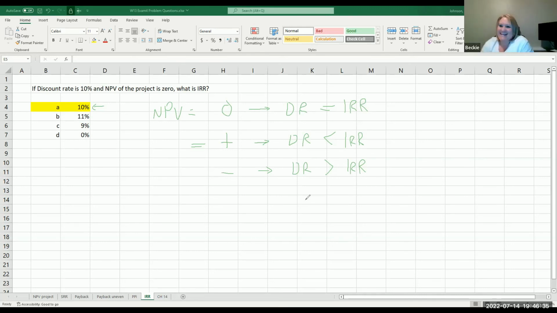Sorry, Natalia. The positive side you said is greater or less? So internal rate of return is greater than discount rate, because this sign is the less-than sign. So discount rate is less than internal rate of return. Okay, all right, got it.